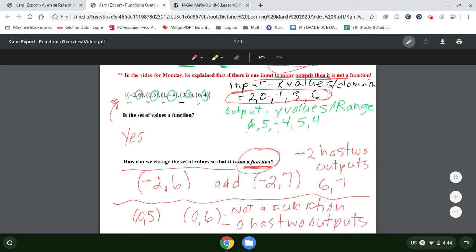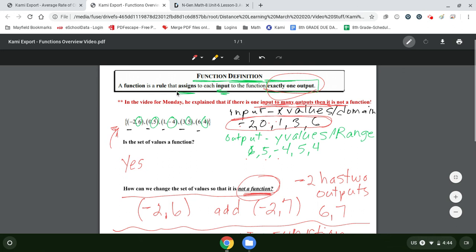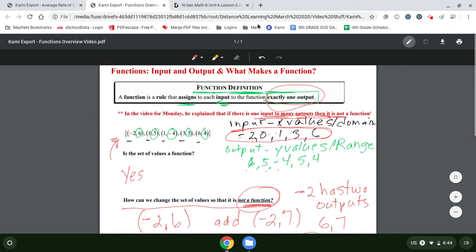So I hope that clears it up. That's input and output, what makes a function, and which values are the input and which values are the output. Let me know what else you need videos on of things that you're not understanding.